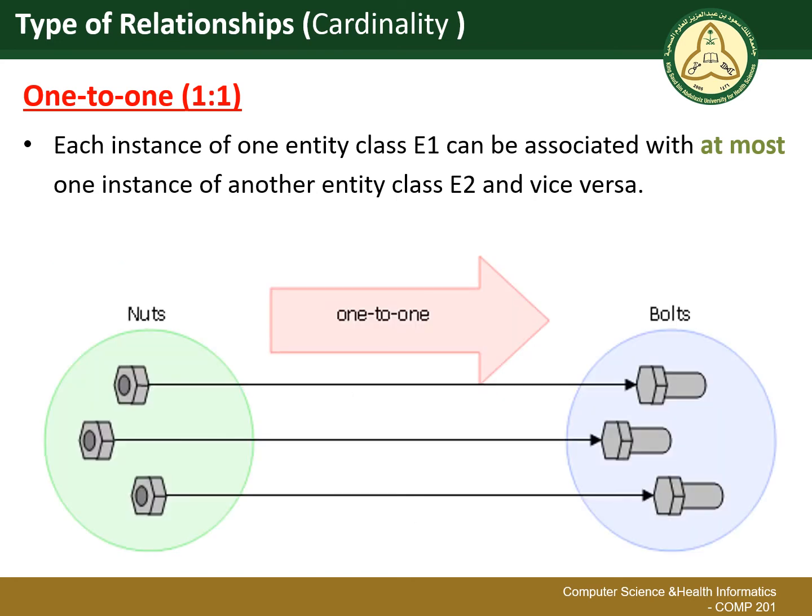Here, another example of the one-to-one relationship. So the relationship between the nuts and bolts is one-to-one because each nut will have a bolt, as you can see here.